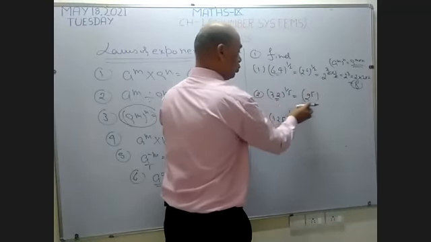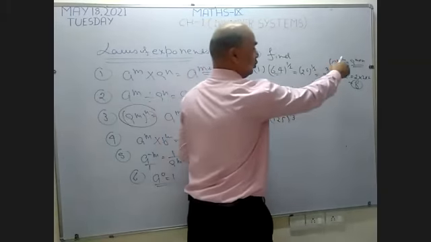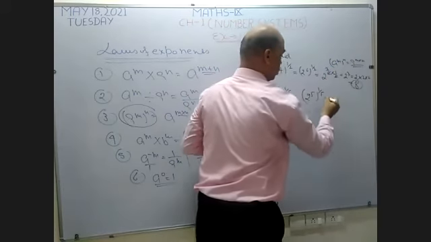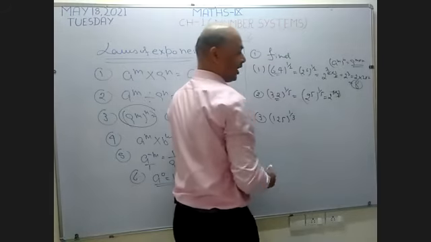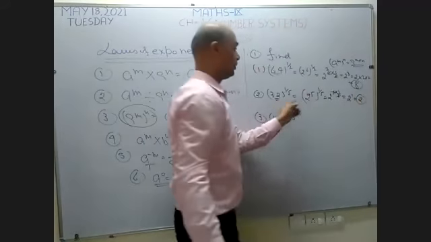I write 32 as 2 raised to power 5, and again the power is 1 by 5. Again, the same identity I want to use: a raised to power m, whole raised to power n, is a raised to power m into n. So this becomes 2 raised to power 5 into 1 by 5. This 5 is cancelled with 5. What is left? 2 raised to power 1. So the answer becomes 2.